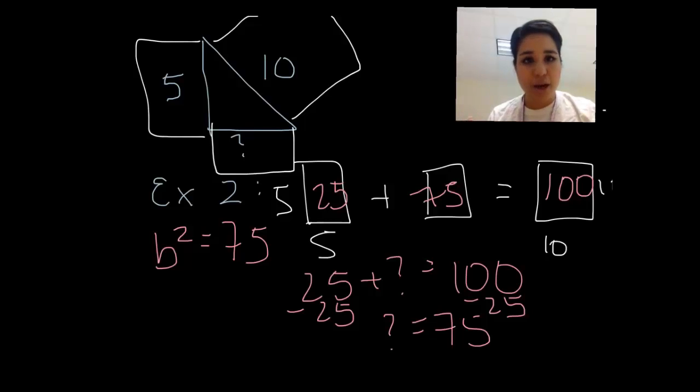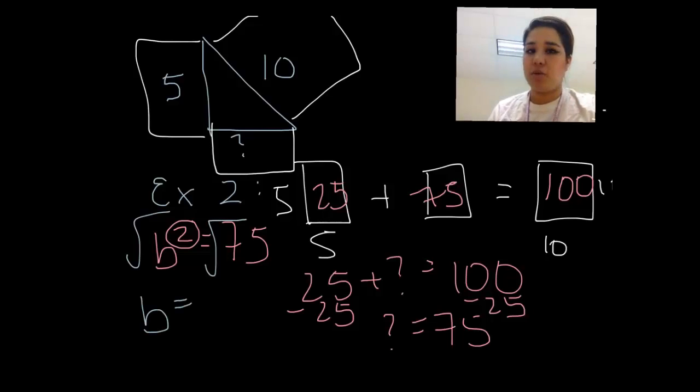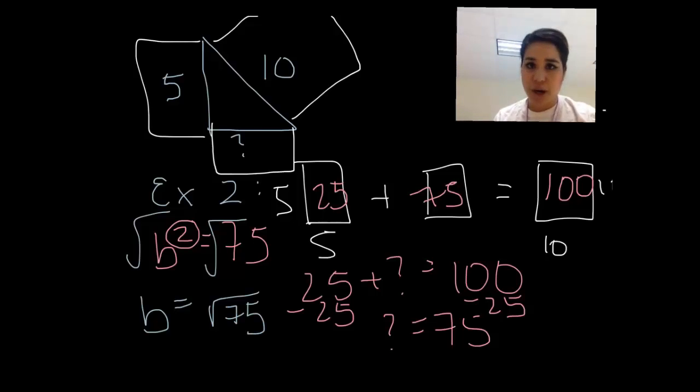What's the opposite of this little exponent? Well, the opposite is finding the square root. So let's go ahead and find the square root. If I take the square root of both sides, I will now have the side length B. So right now, I know that B is the square root of 75. And again, this is not a perfect square, so you could plug this into your calculator and you now know what B is. And that's it, guys.